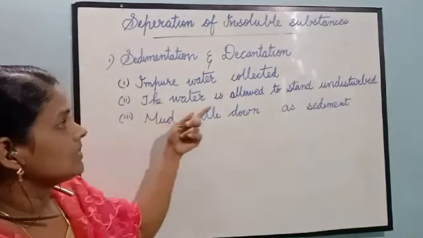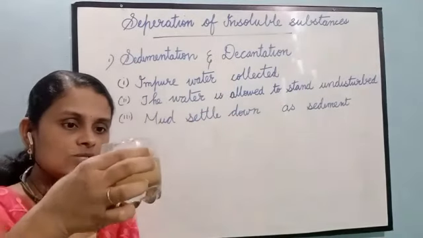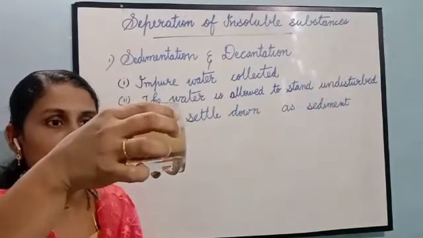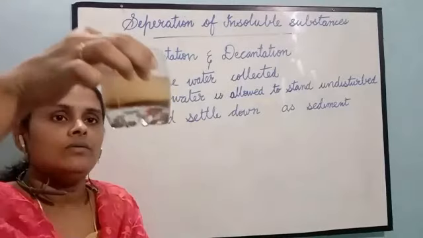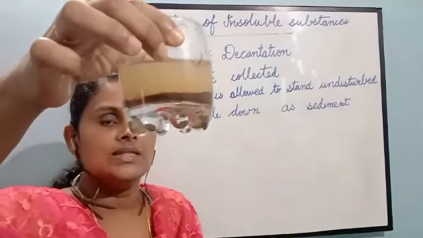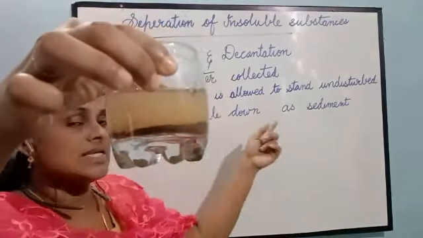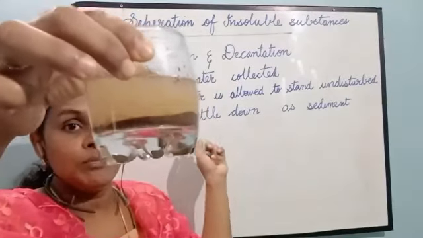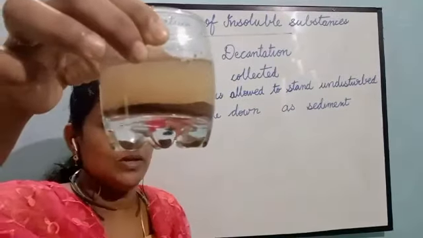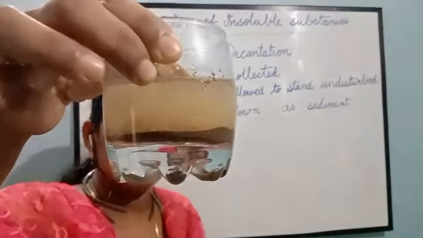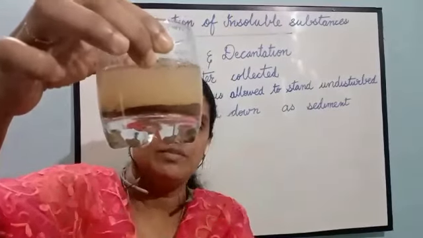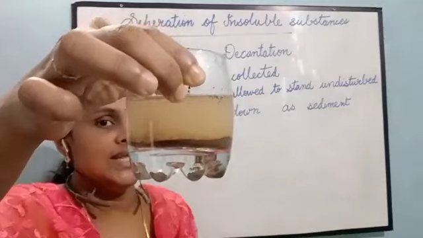The second step, the water is allowed to stand undisturbed. So I am going to keep this water undisturbed for some time. Now after some time you can see that the mud settled down. After some time, mud settled down at the bottom of the glass as sediment. This is called sediment, and this process is called sedimentation.